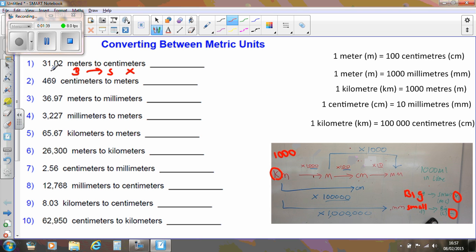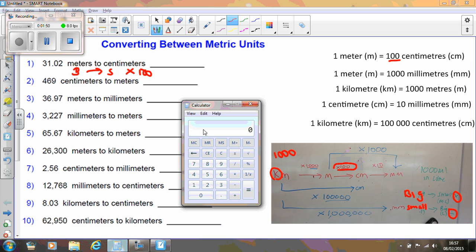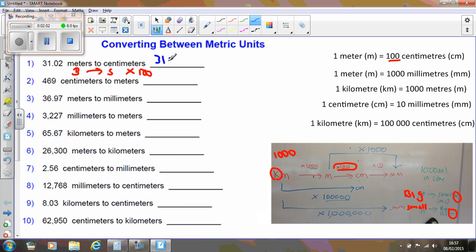So in this one here, we've got 31.02 times by 100 because there are 100 centimetres in a metre, which is what we've got here as well. So if we put that in the calculator, we've got 31.02 times by 100 equals 3,102. Oh, centimetres, sorry. Centimetres, because we're changing from metres into centimetres, so the answer is going to be in centimetres. So 31.02 metres is 3,102 centimetres.